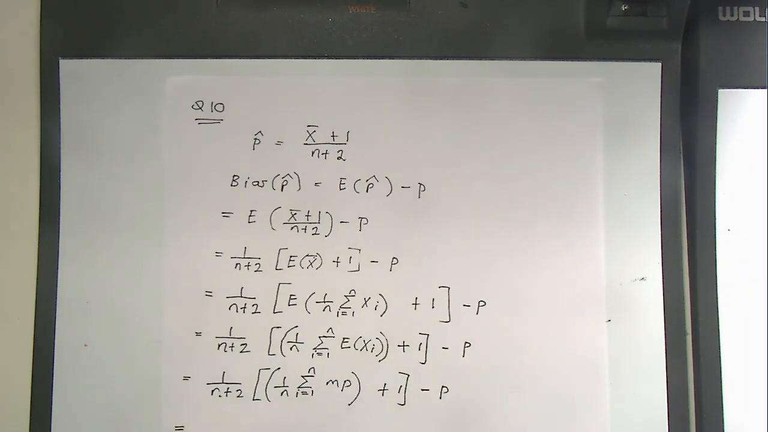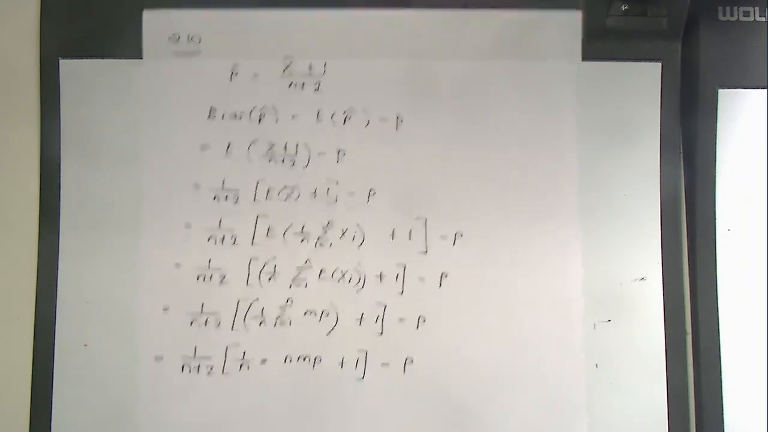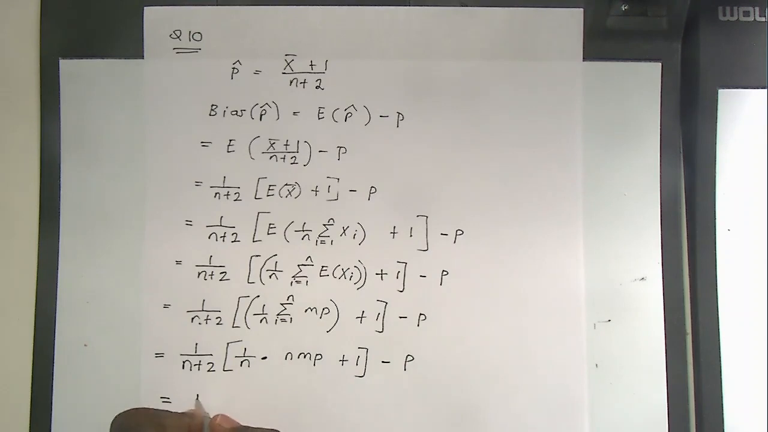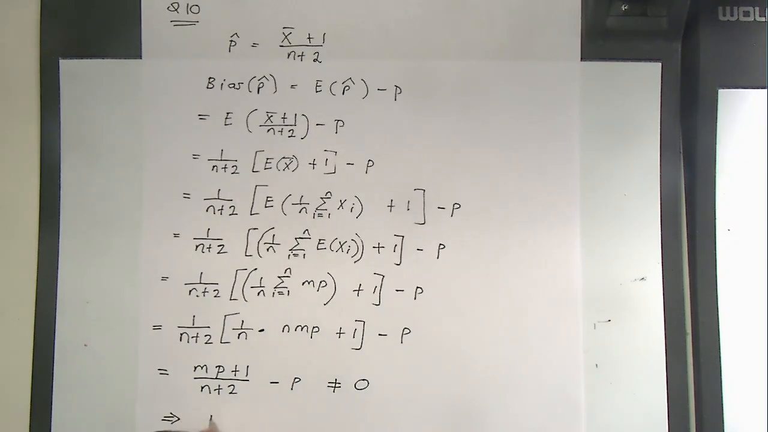Right, so this will be, if you divide this, you get 1 over n times n m p plus 1, divided by n plus 2, minus p, right? Okay, now clearly what you have is m p plus 1 divided by n plus 2 minus p, and this is clearly not equal to 0, right? Hence, this implies that p hat is biased.